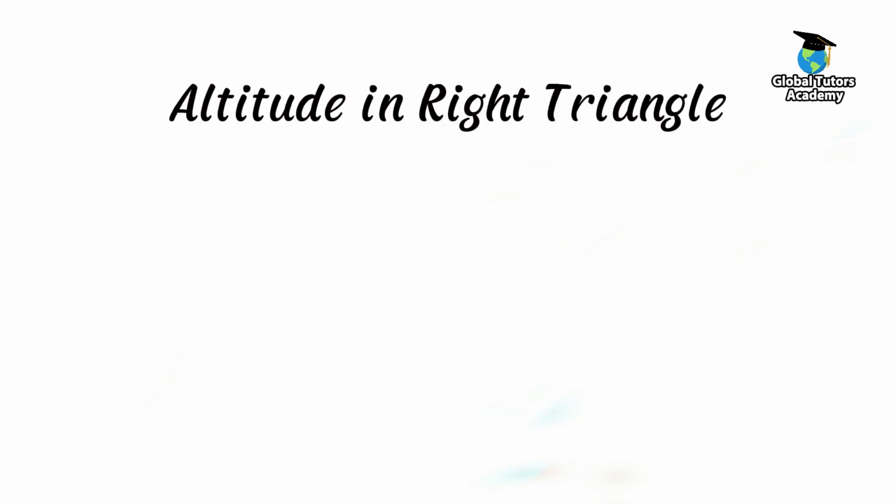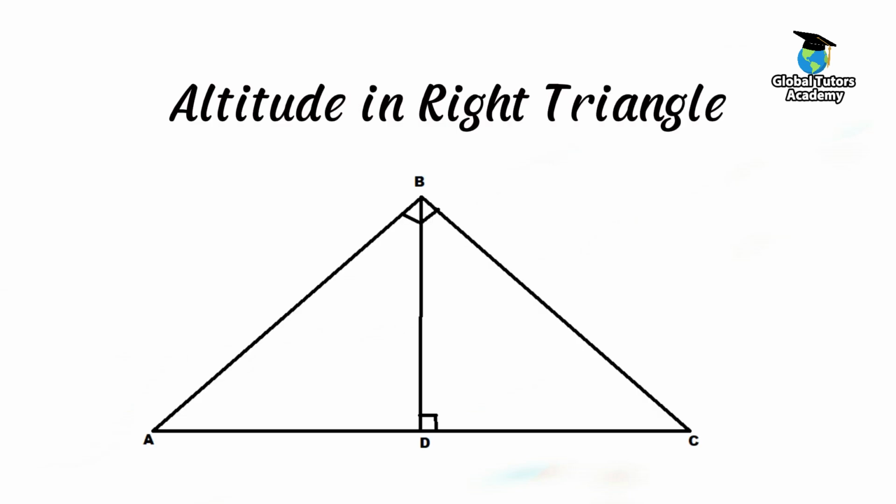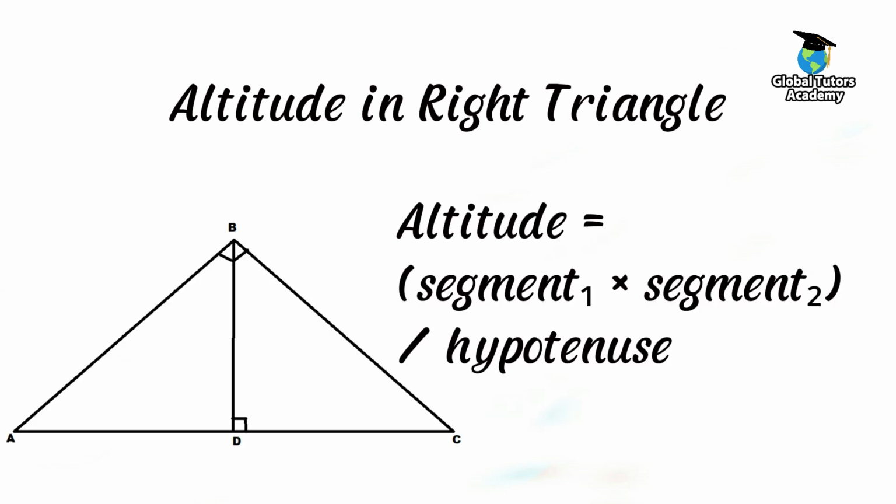For altitude in right triangle. If a right triangle is split into two smaller right triangles, you can find the altitude, the perpendicular height, using. It's a more advanced concept but very useful in circle and triangle proofs.